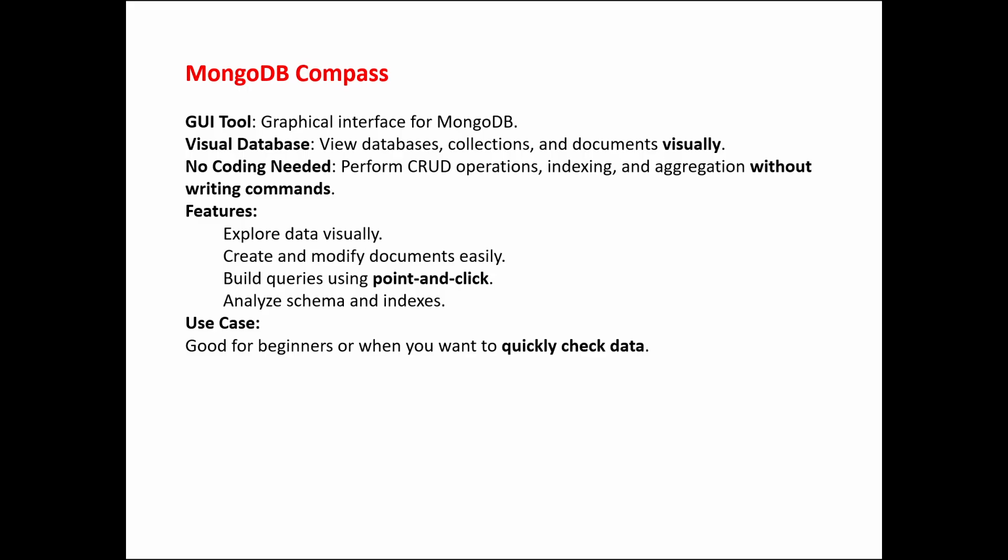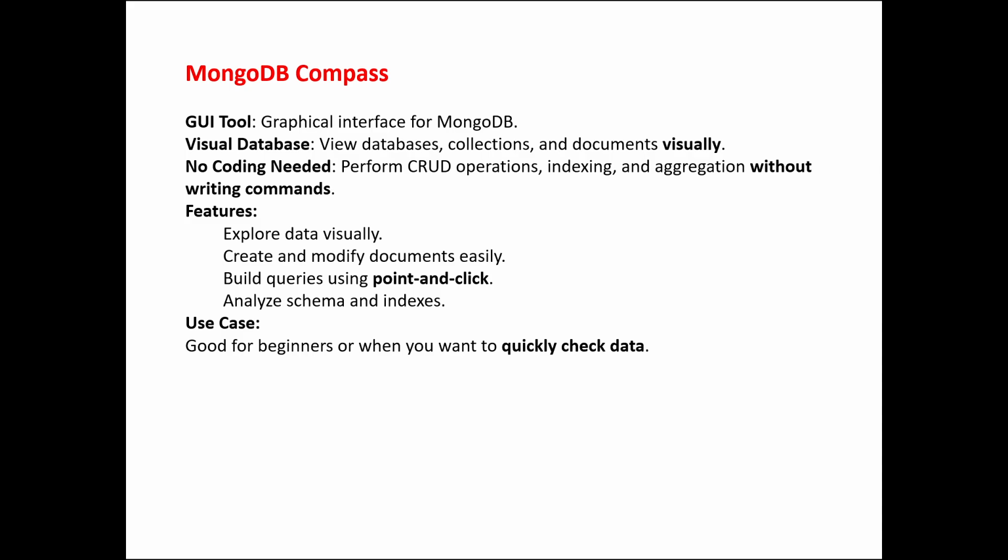So MongoDB Compass, this is one of the easiest parts. MongoDB Compass is a GUI tool, a graphical interface for MongoDB. Here we can view databases, collections and documents visually. We don't even write any code like SQL. We just click an icon and we can view databases, collections and documents very easily and very quickly. No coding is needed to perform CRUD operations.